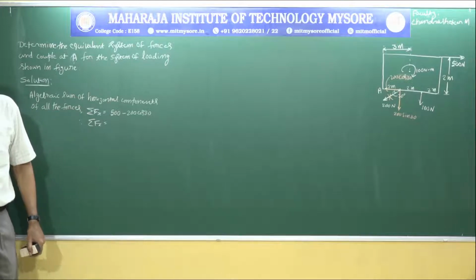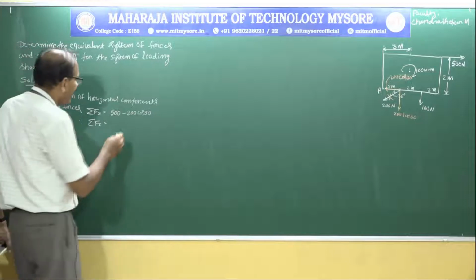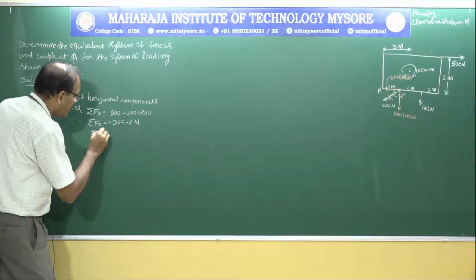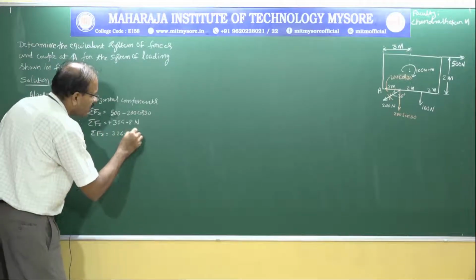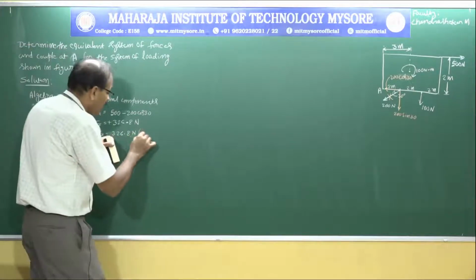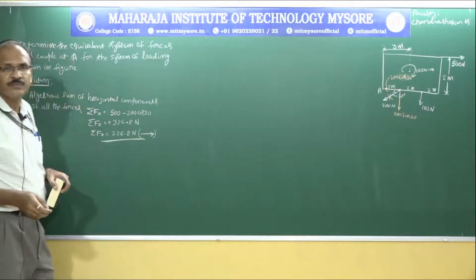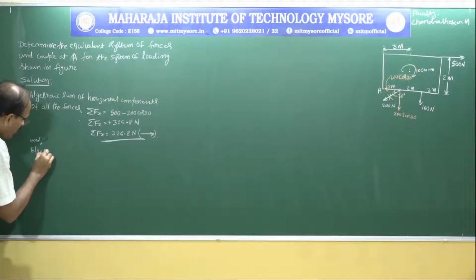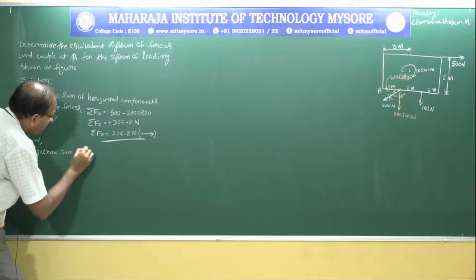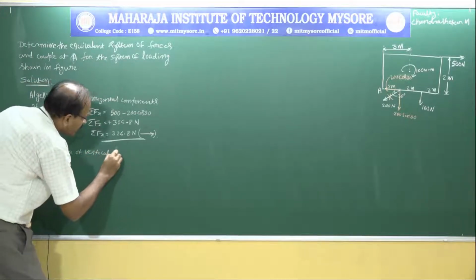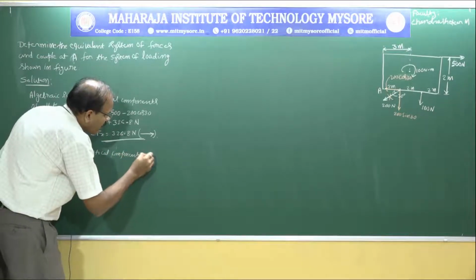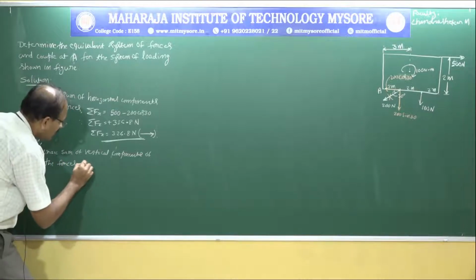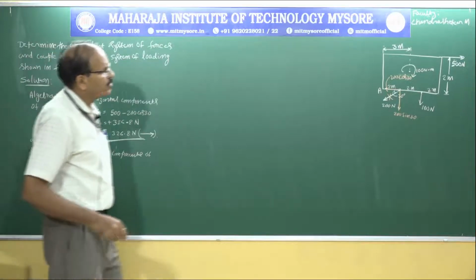Therefore, sigma Fx equal to plus 326.8 Newton with plus sign. That means sigma Fx equal to 326.8 Newton. As I said, whenever we get plus, then that horizontal force is acting to the right. And algebraic sum of vertical components of all the forces is sigma Fy, that is equal to, so I'm going to take the vertical components.